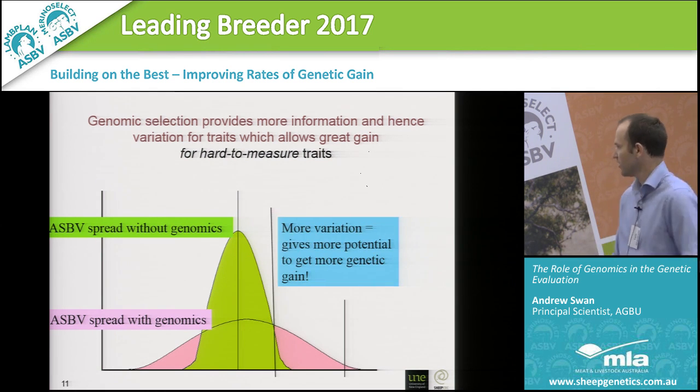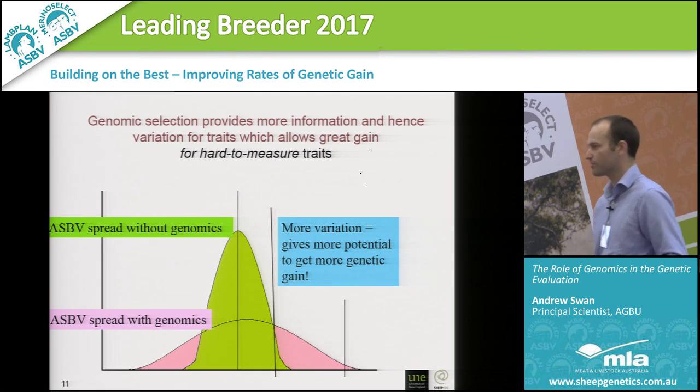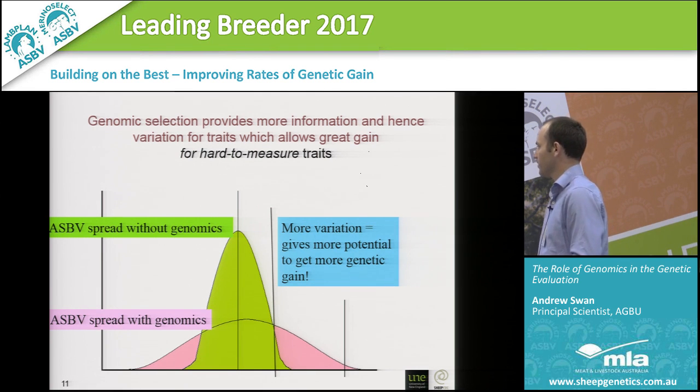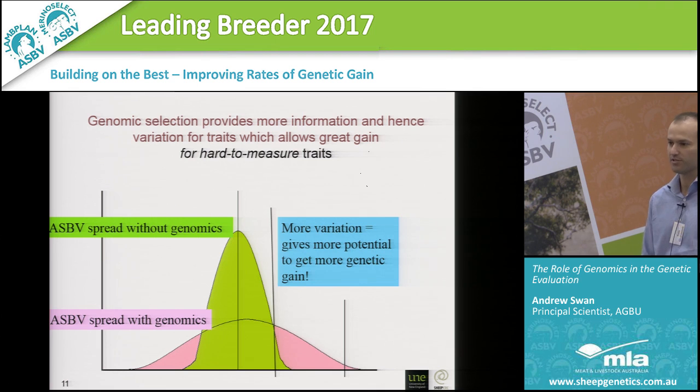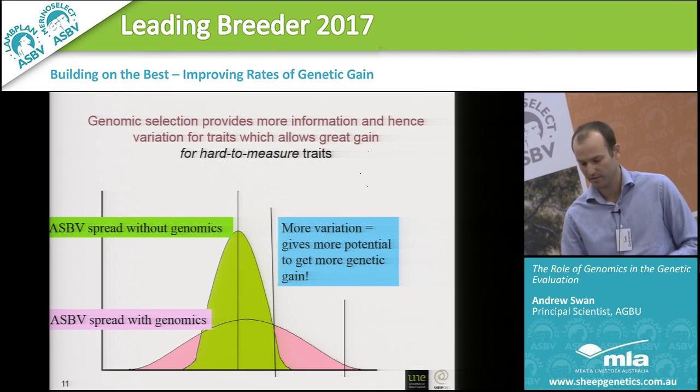So let's pretend we need to select some rams, and you select the best ones. Well, without genomics, my superior size all the way back here, whereas if you're selecting rams with that extra information, then there's room to make much more genetic gain. So that's why genomics are important, particularly in these hard to measure traits. And that's why it's exciting.